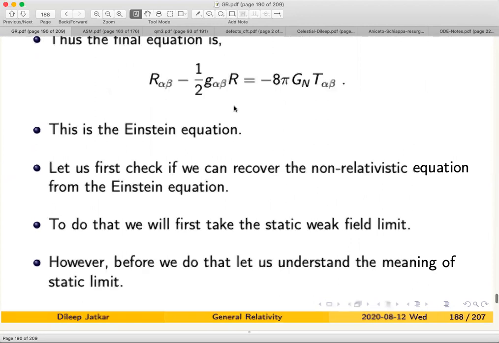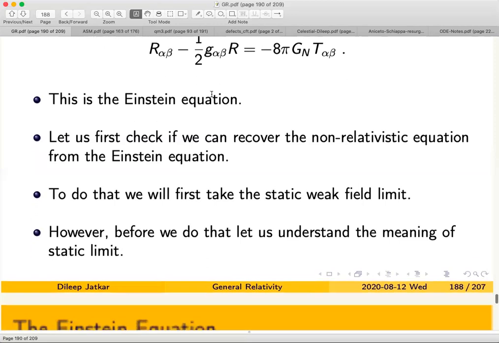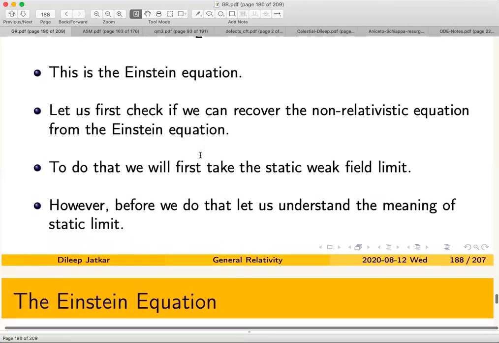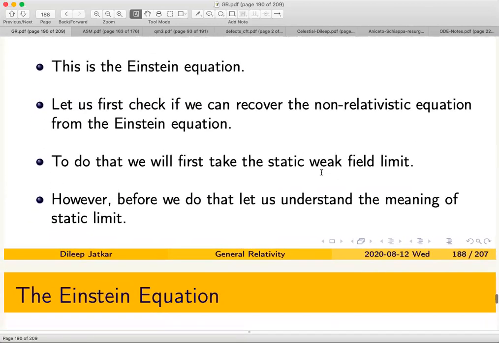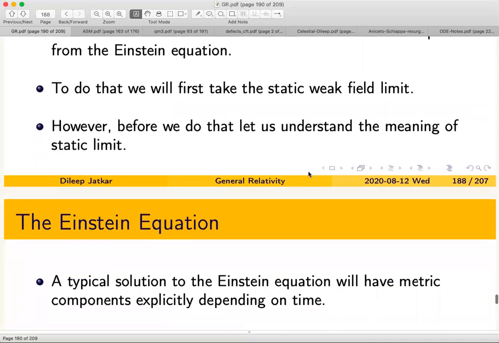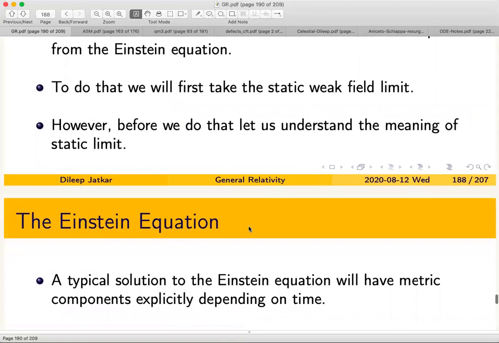So first thing that we do is to assume that we are working in a static weak field approximation. That means the metric is almost Minkowski like metric, with small fluctuation around that, or small deviation from the Minkowski metric. So to do that, let's understand each word that is mentioned out here. Let's try to understand what is the meaning of static limit.